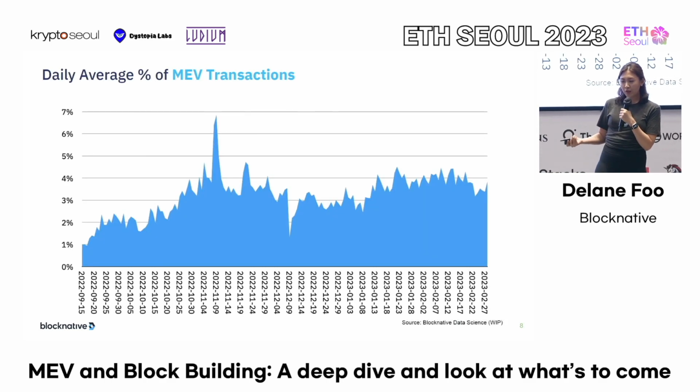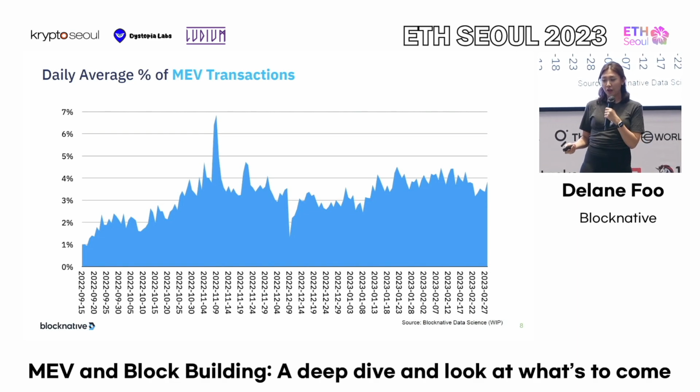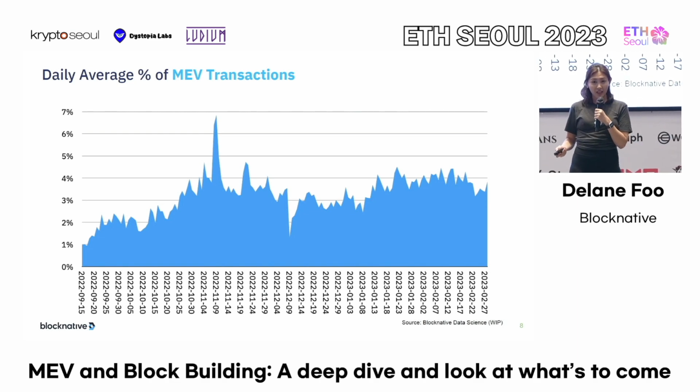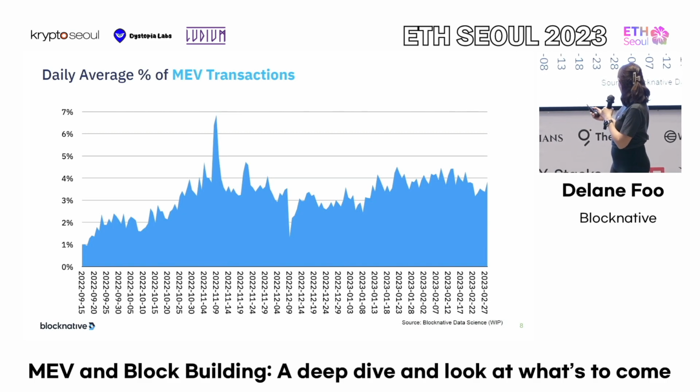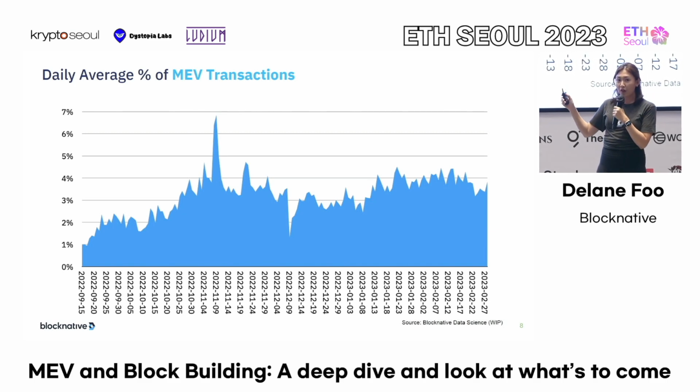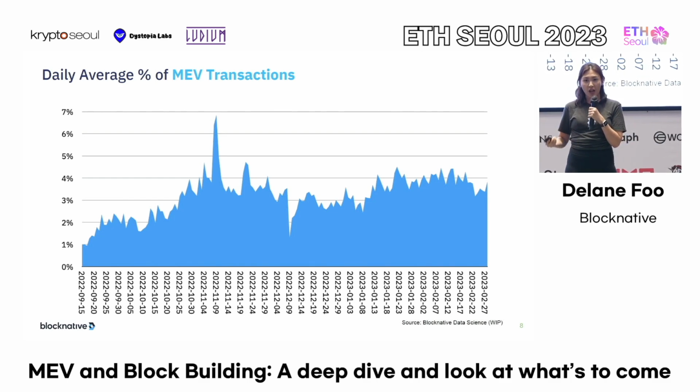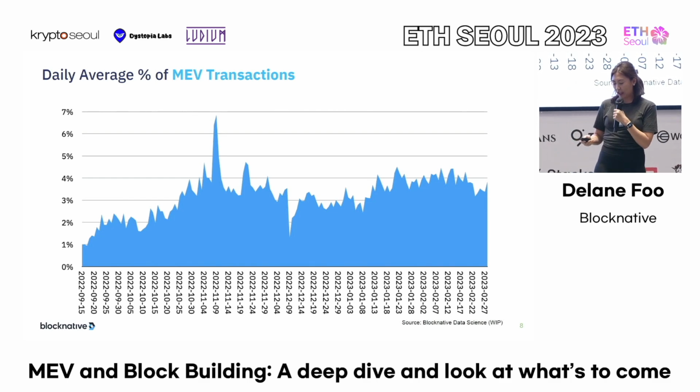Then we can also look at the daily average percentage of MEV transactions in the block. If you look at this chart over here, you can see that overall the trend is going up and to the right. So MEV transactions, on average, are showing up more in our blocks.